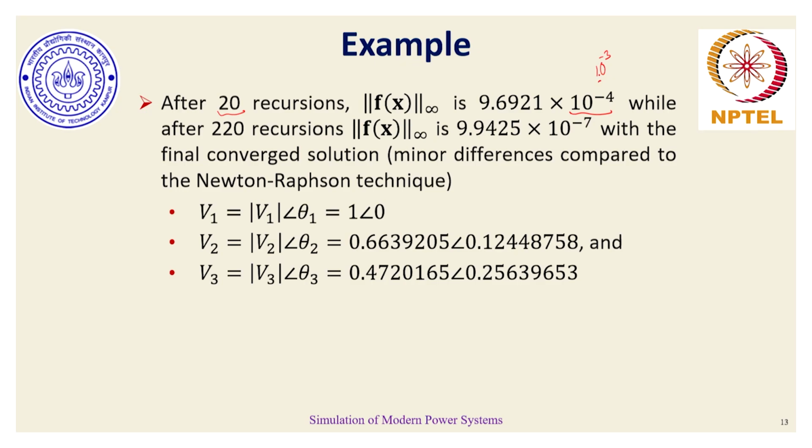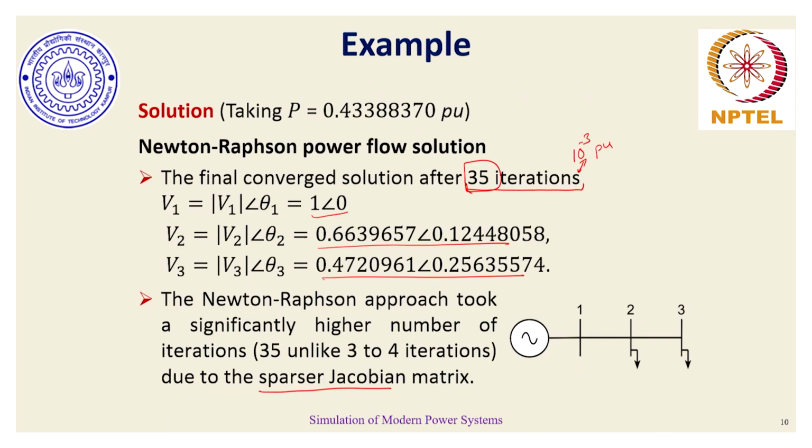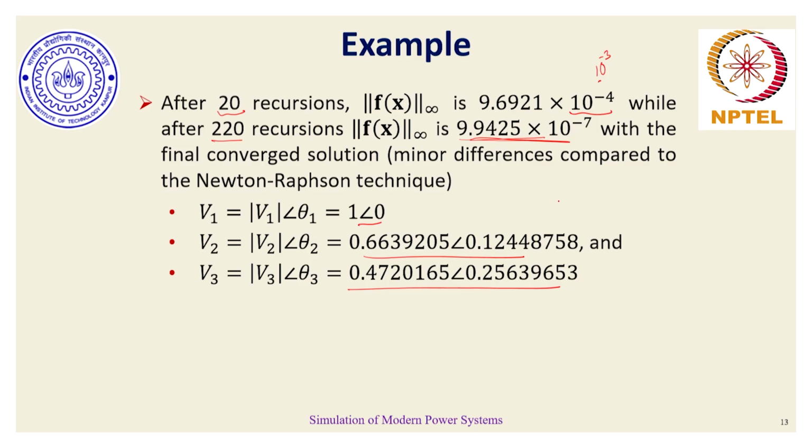And if the iterations are increased, then after 220 recursions, the absolute mismatch value of f of x goes further down. In either case, if we now find the voltages, then these voltages are very much the same or similar to what we obtained in the Newton-Raphson technique as shown in slide number 10. These numbers in polar versions are the same or similar to the numbers that we saw here. The angles are in radians and not degrees.